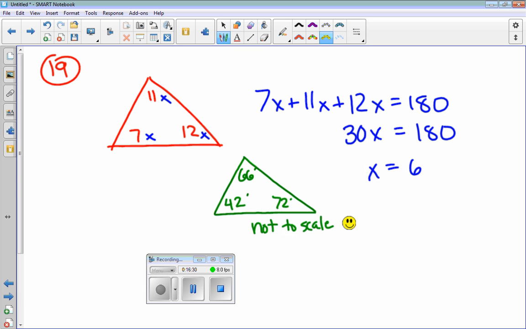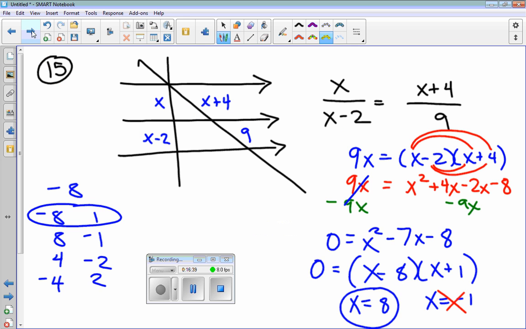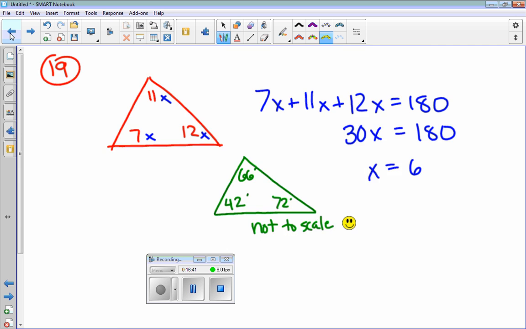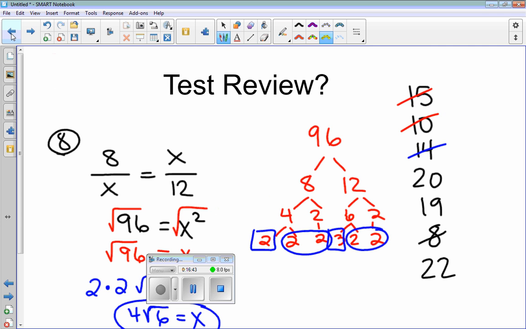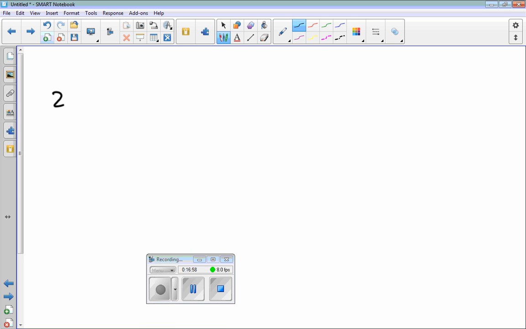Okay. Not to scale. All right. Let's see what else we got. I think we're on the back now. 19, 20, and 22. We just did 19. So 20. All right, and problem 20, I got a little problem with the way it's drawn, and maybe you do too, I don't know. But let's start with it.